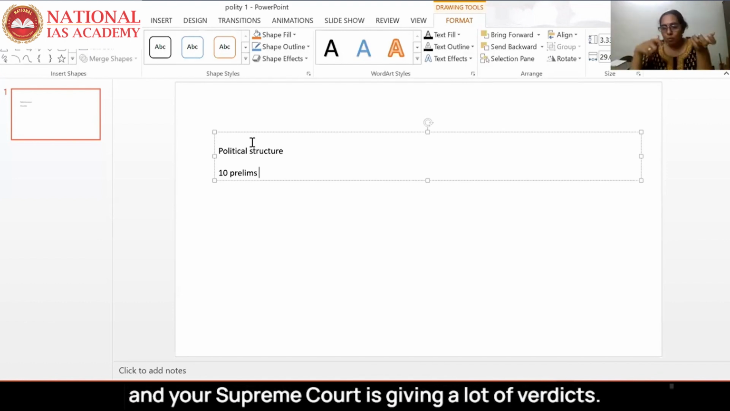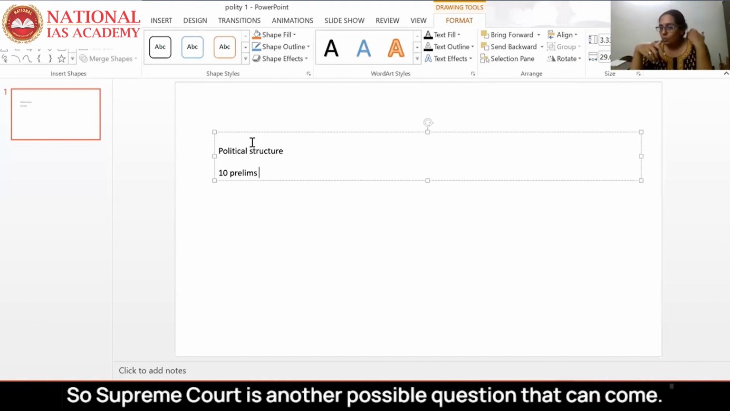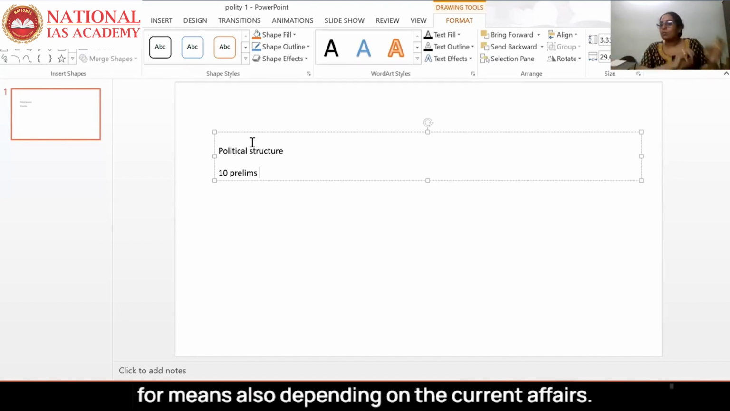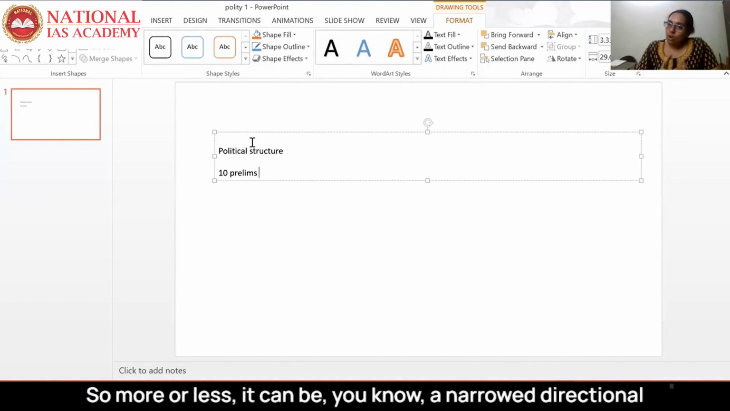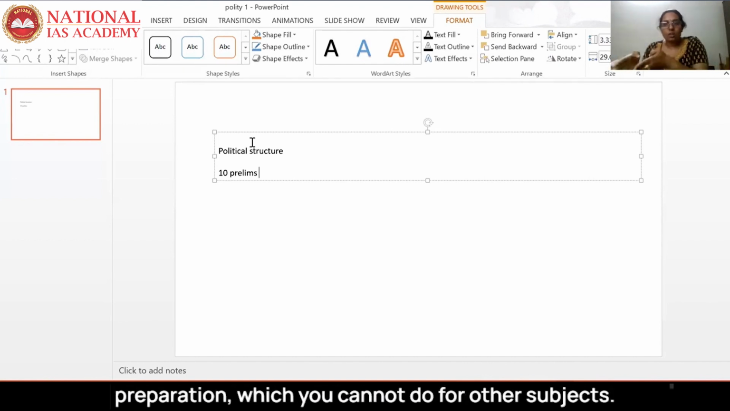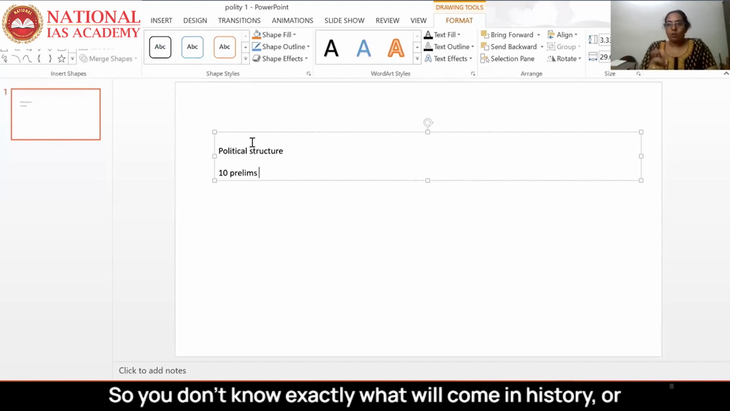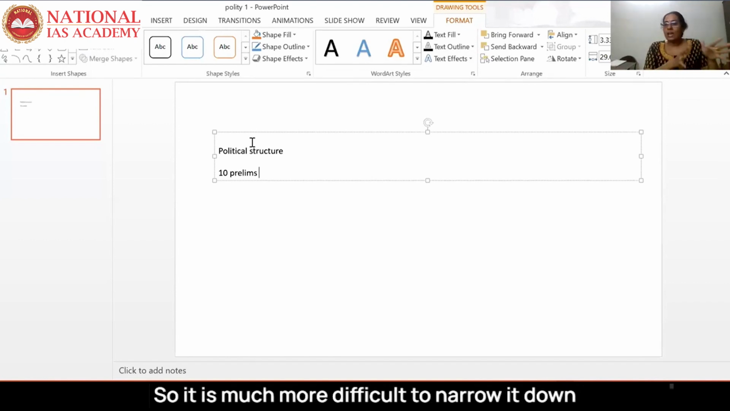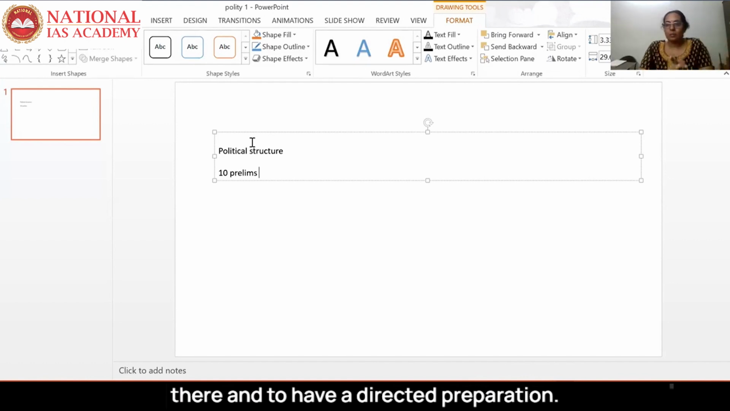And your Supreme Court is giving a lot of verdicts. So Supreme Court is another possible question that can come. So questions can be narrowed down in your preparation for mains also, depending on the current affairs. So more or less, it can be a narrowed directional preparation, which you cannot do for other subjects. So you don't know exactly what will come in history, or you don't know exactly what will come in your geography. So it is much more difficult to narrow it down there and to have a directed preparation.